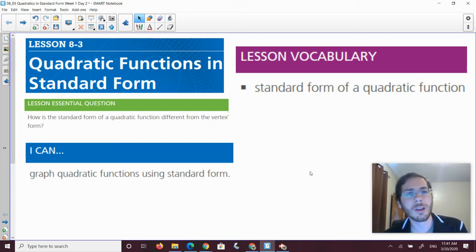But 8-3 is going to talk about quadratic functions in standard form. So last time you did 8-2, which was vertex form. So this is another new form for quadratics.